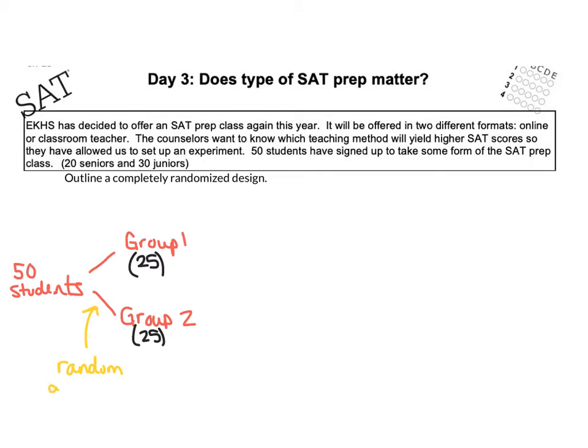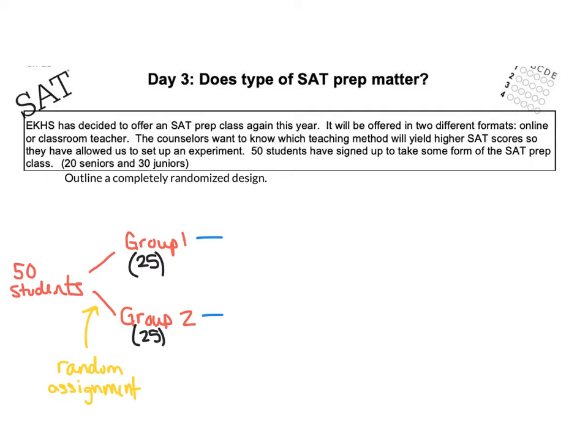And that's where, if it were an AP question, you would go through and number your students from 1 to 50. You would generate 25 unique numbers, ignoring repeats, into group 1. The remaining 25 numbers, which correspond to the 25 students, would go to group 2.